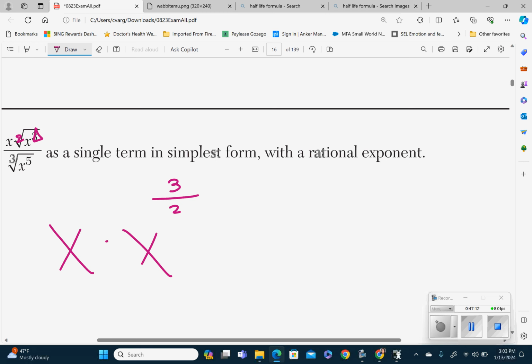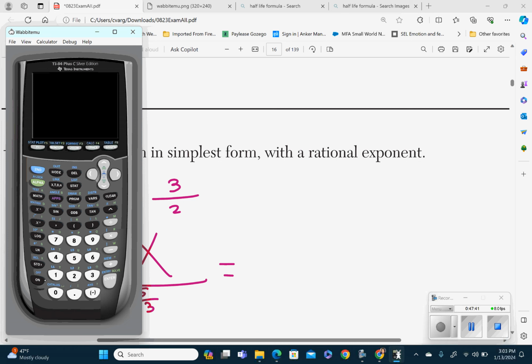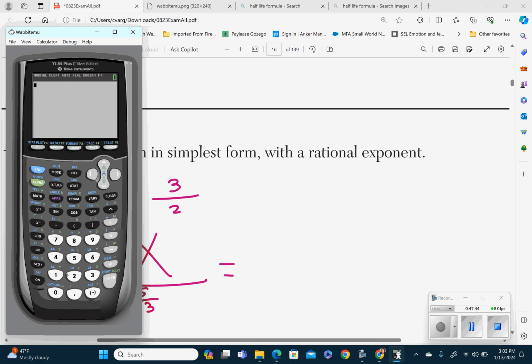Okay. And then over here on the bottom, I have x to the, and again, I'm doing the same thing. Our 3 is our root, so that goes on the bottom. And our 5 is our exponent, so that goes on the top. And it says rewrite it in simplest form with a rational exponent. Okay, so there's no exponent here, there's an imaginary 1. If I'm multiplying these, that means that I add the exponents. So I go to my calculator, clear whatever's there. 1 plus 3 halves, hit enter, and I get 5 halves.